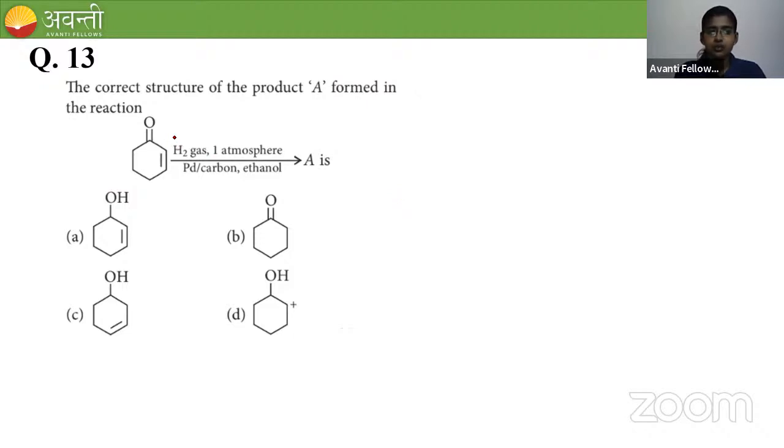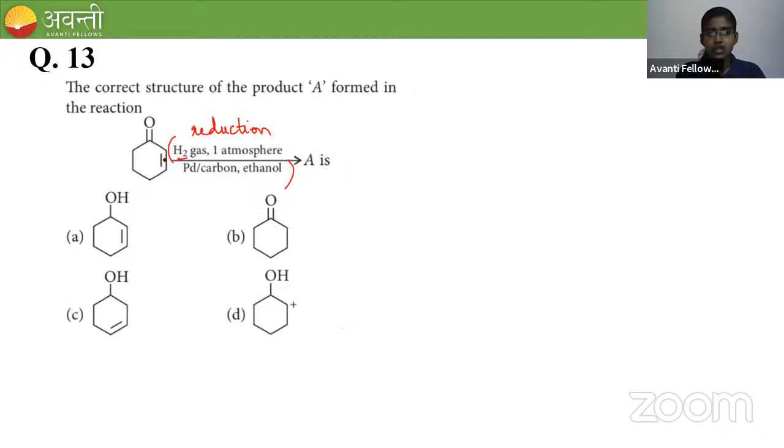What is the name of these reagents? Is this oxidation or reduction? So H2 is used for the reduction purpose, right? H2 is used as a reducing agent, and this hydrogen reduces only the carbon-carbon double bond. Yes, it is reduction. Good. And this hydrogen reduces the carbon-carbon double bond faster than the carbon-oxygen double bond. Got it? So the carbon-carbon double bond is reduced faster.